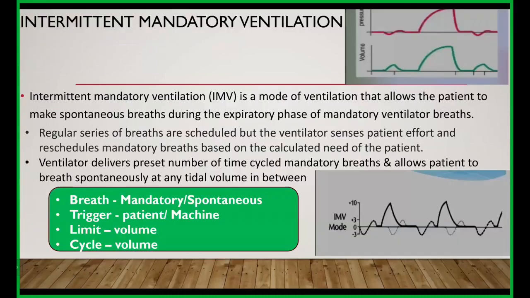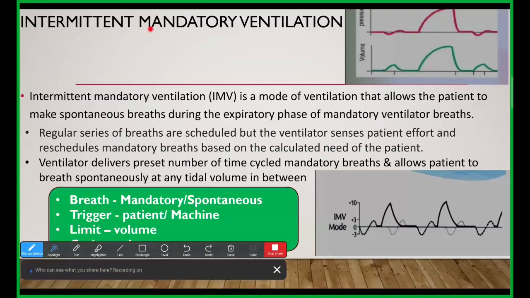Now coming to your intermittent mandatory ventilation. Intermittent mandatory ventilation is nothing but your controlled mandatory ventilation with spontaneous ventilations in between. So you have your mandatory breaths with your spontaneous breaths in between. These spontaneous breaths are usually seen during the expiratory phase of your mandatory ventilator breaths.